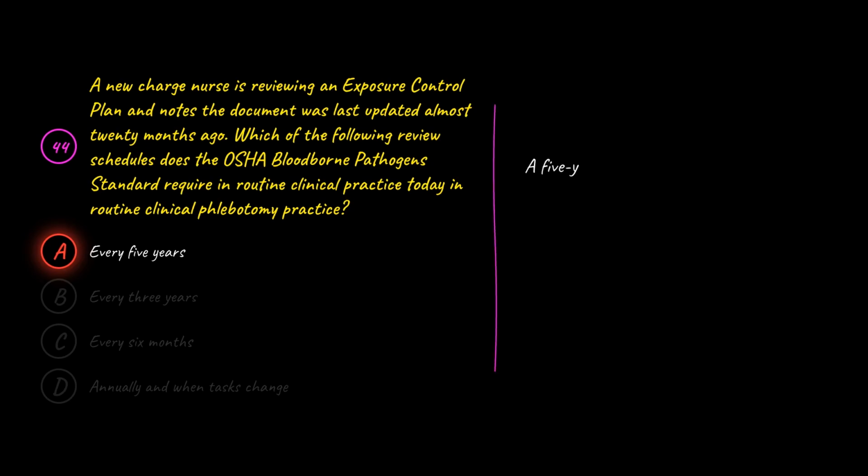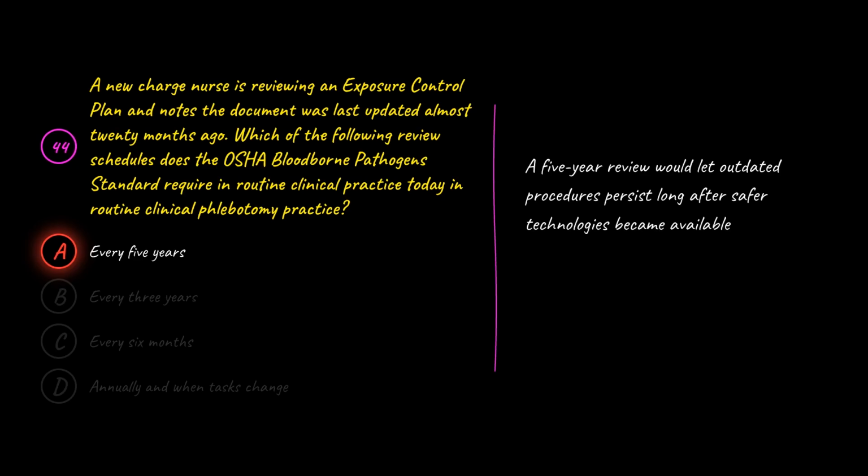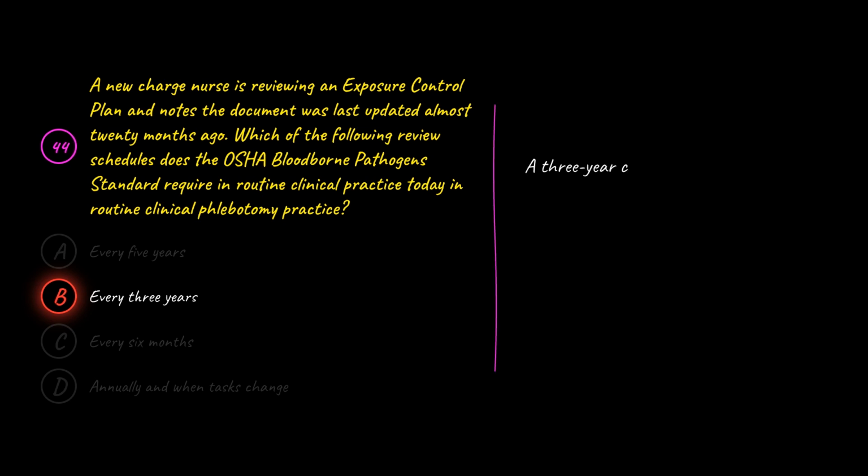A is wrong because a 5-year review would let outdated procedures persist long after safer technologies became available. The federal cadence is much more frequent, since exposure, conditions, and device options change rapidly in modern healthcare environments at present. B is wrong because a 3-year cycle still leaves dangerous gaps and does not match federal requirements.